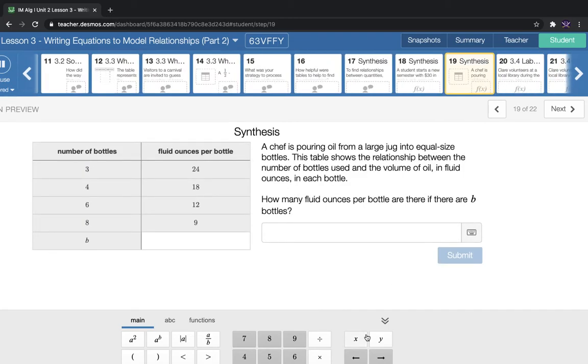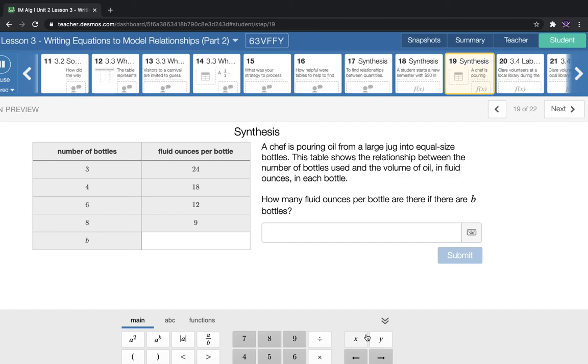Okay. So now we look here. A chef is pouring oil from a large jug into equal-sized bottles. All right. This table shows the relationship between the number of bottles used and the volume of oil in fluid ounces in each bottle. Okay. How many fluid ounces per bottle are there if there are B bottles?